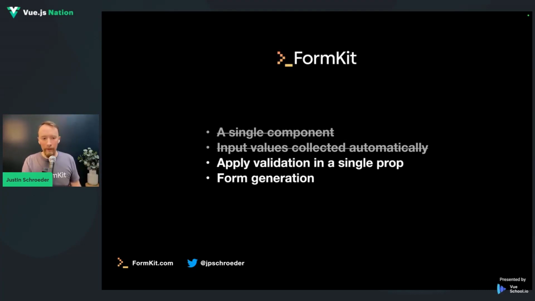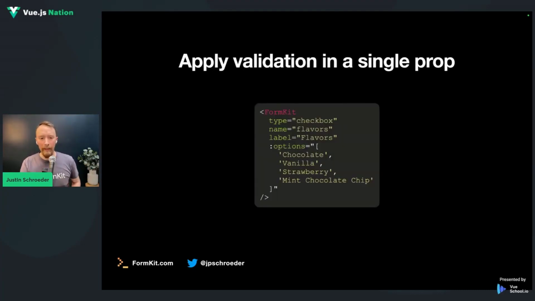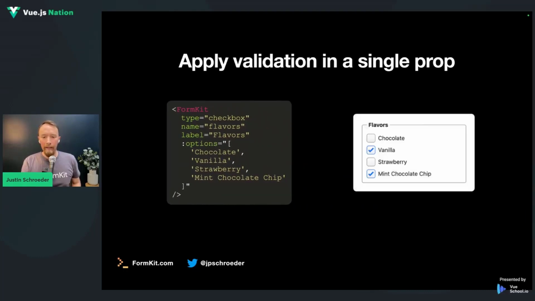Okay, so the third thing I want to talk about is applying validation to a single prop. This is relatively self-explanatory, but it's still really valuable. So here I've got a type checkbox. I've got some flavors that you can pick from. Maybe, you know, this is a great ice cream shop or something like that. And it's going to render my checkboxes that look like that.